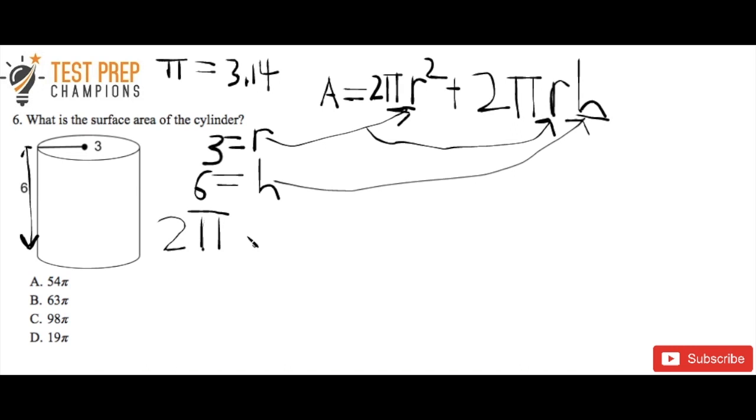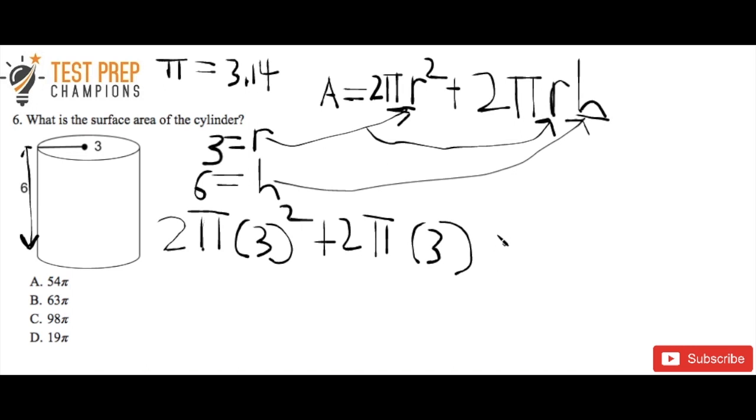So we've got 2 pi times r squared, which is going to be 3 squared, plus 2 pi rh. We put in 3 for our r, because remember, we're substituting 3 in for r. And for h, we're going to plug 6 in here, because remember, we're substituting 6 in for the h.